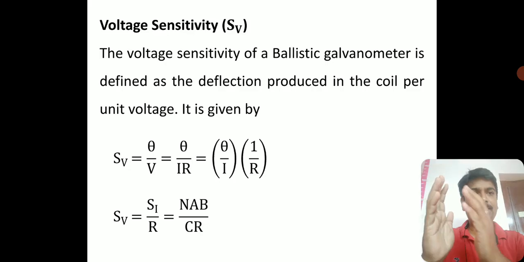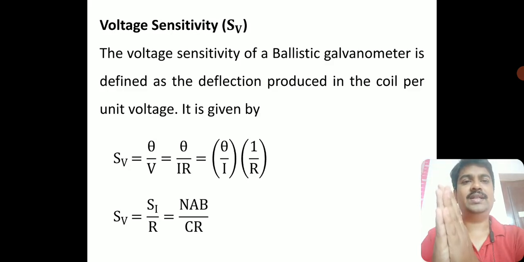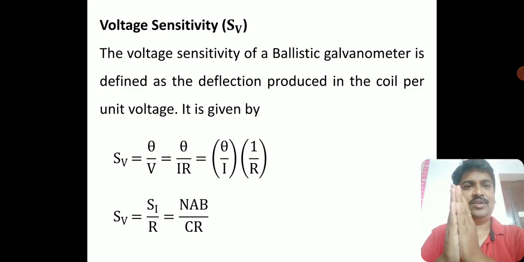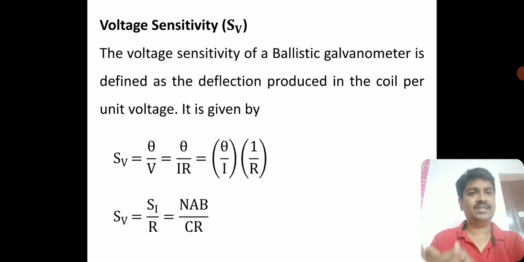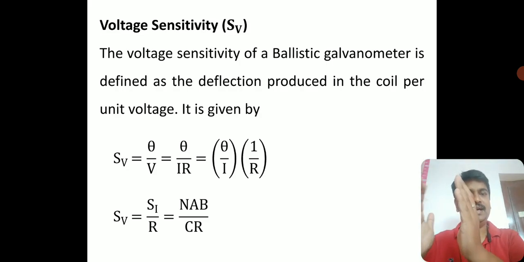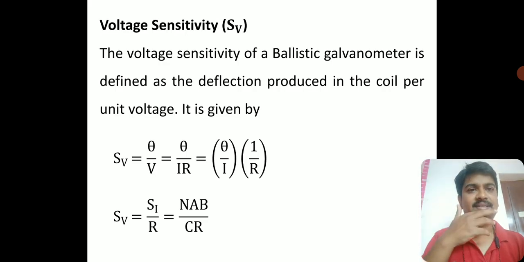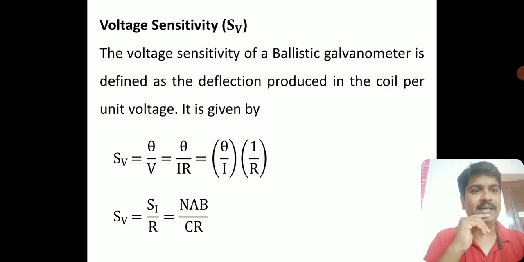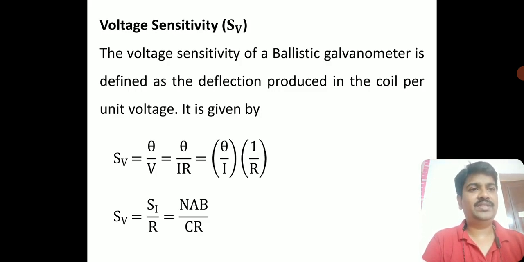Because I'll get some quantity in the first bracket, which is theta by I, and that quantity is called the current sensitivity of the galvanometer. I know the equation for current sensitivity. It is NAB by C. So for theta by I I am writing NAB by C, and 1 by R is attached to that. It is NAB by CR, which gives us the equation for the voltage sensitivity of the ballistic galvanometer.